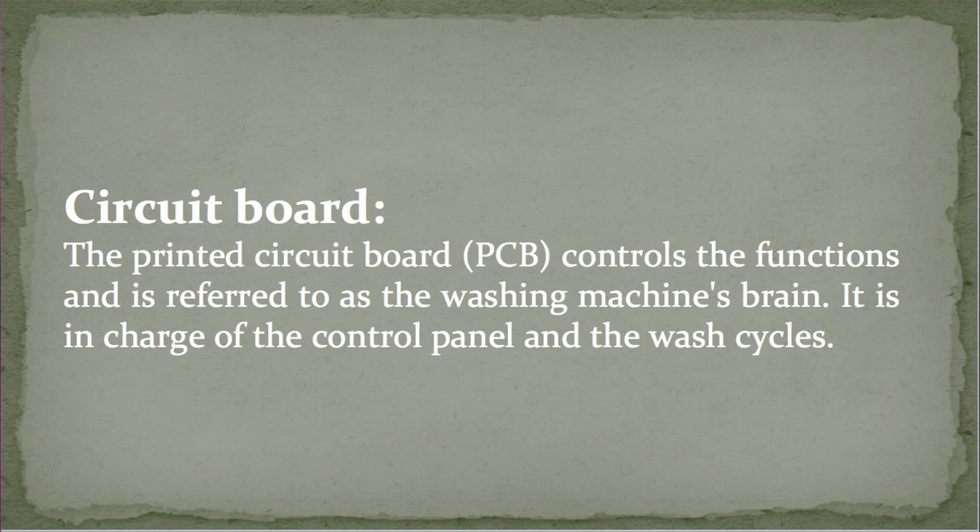Let's come to the circuit board, which is our next part. The printed circuit board controls the function and is referred to as the washing machine's brain. It is in charge of the control panel and the washing cycle. It also activates the many electronic components required for your washer to function properly. The PCB is also responsible for maintaining the water level, the amount of detergent given out, and any additional functions that are required to run the machine.